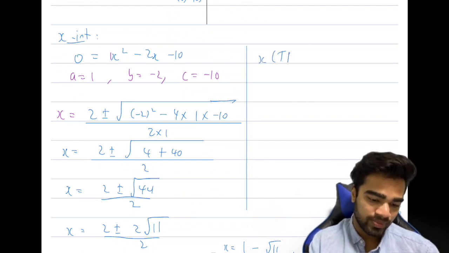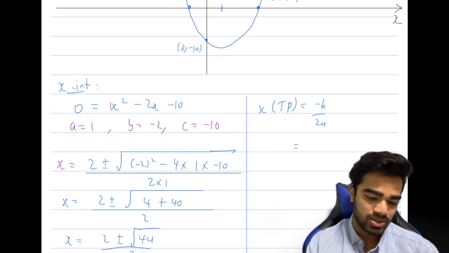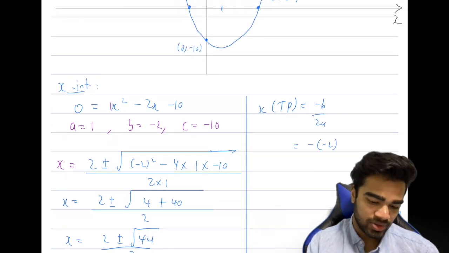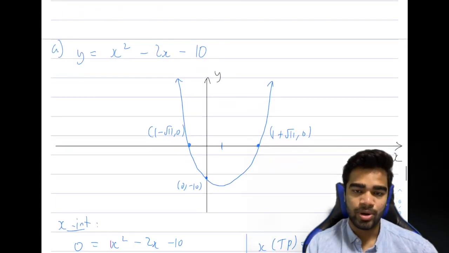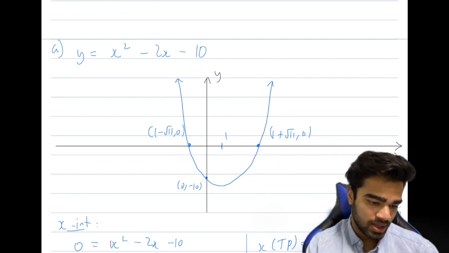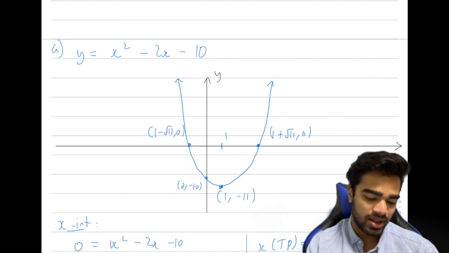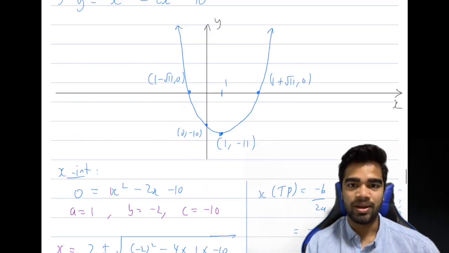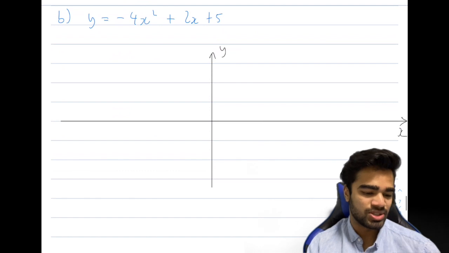X-coordinate of turning point is going to be negative b over 2a. So negative of negative 2 over 2 times 1, which is 1 if you work all that out. So it's 1, and the y-coordinate, I'll do it quickly, is negative 11. So if you sub in 1, negative 11. So this should have been your parabola. Hope you got that.